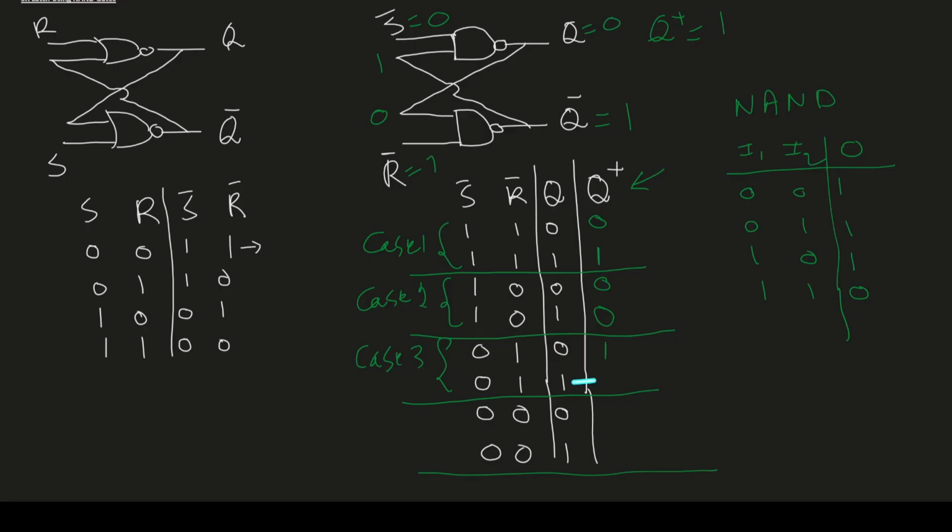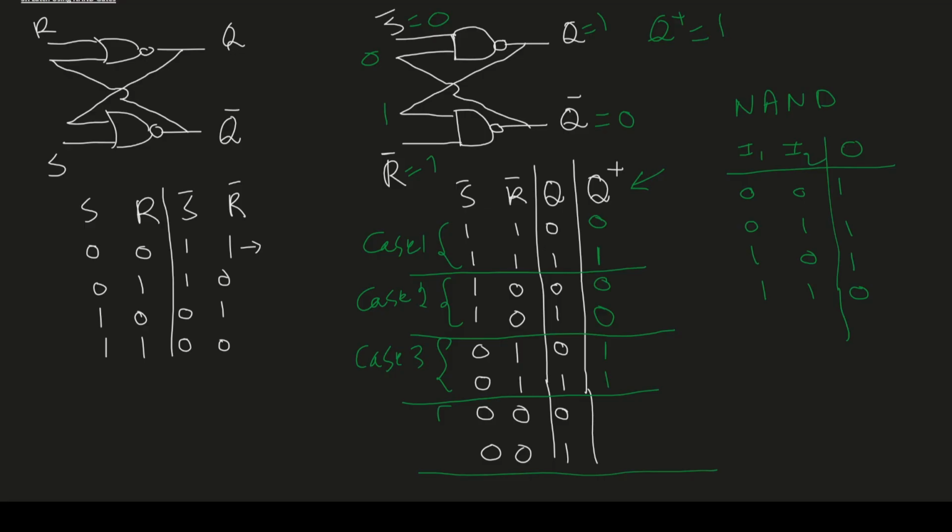Now let's see what happens if Q is 1. So let's assume the current state is 1. So 1 will come here. The bottom NAND gate, we have 1 and 1. So Q bar will be 0. 0 will come here. So we have 0 and 0 for the top NAND gate. So Q plus will be 1.